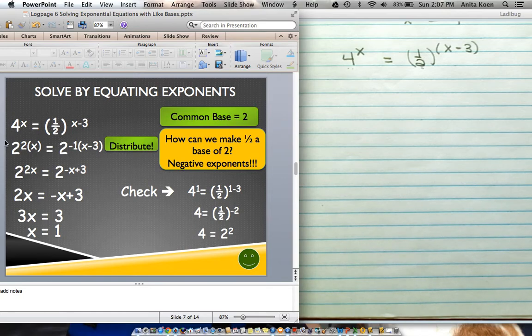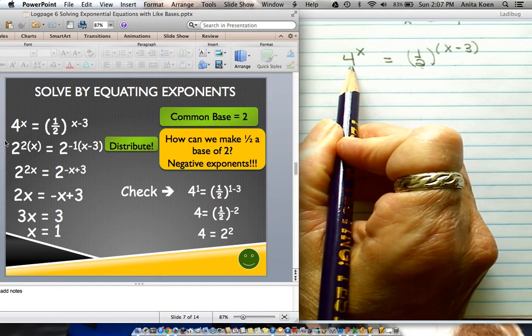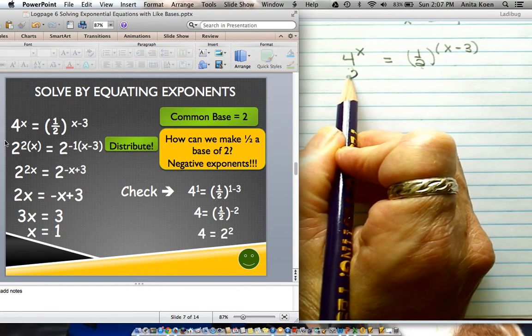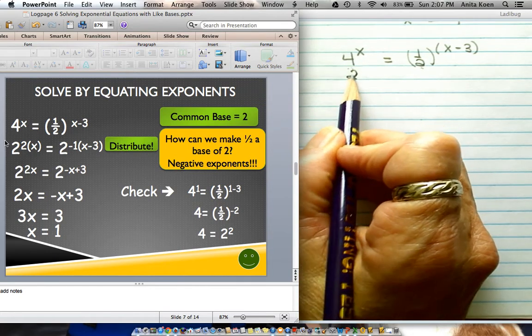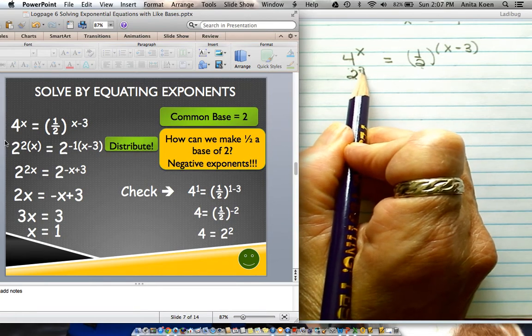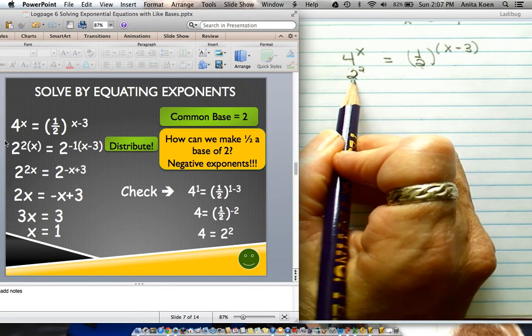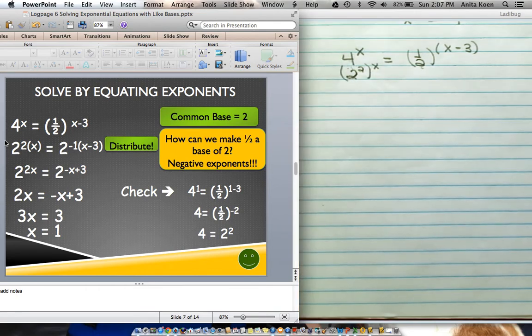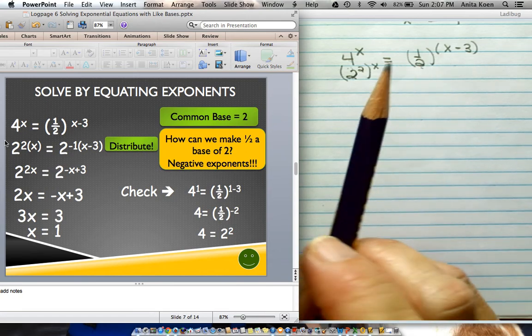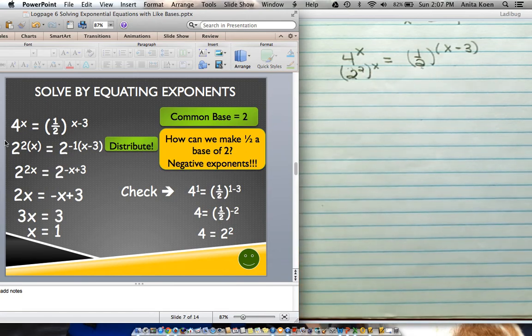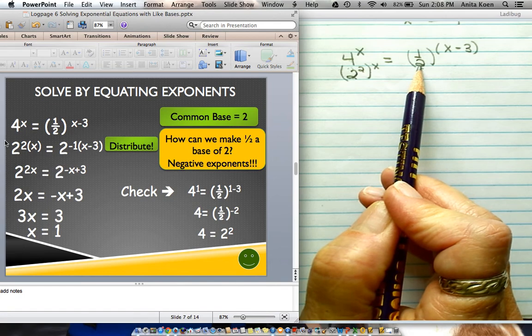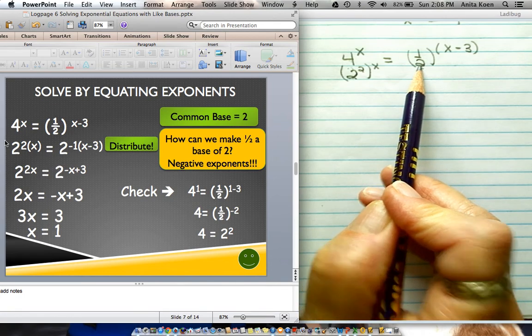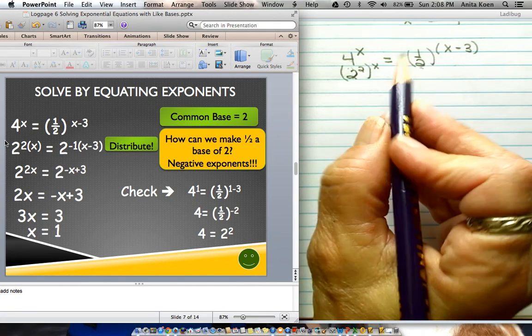So the question then becomes, how do I write 4 with a base of 2? Well, 2 to what power is equal to 4? That's 2 to the second. So 4 is the same as 2 to the second. So 4 raised to the x power now looks like 2 to the second raised to the x power. Then the next question becomes, how can I make 1/2 a base of 2? Well, to do that, we need negative exponents.